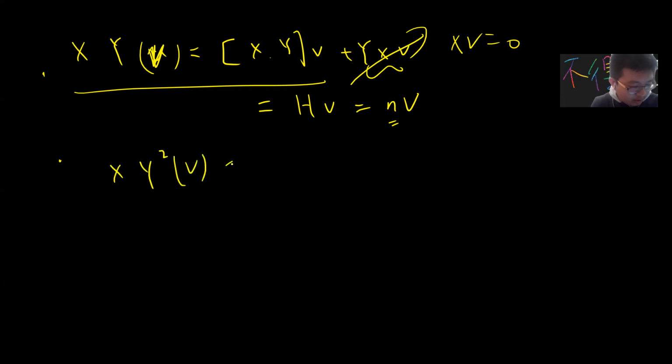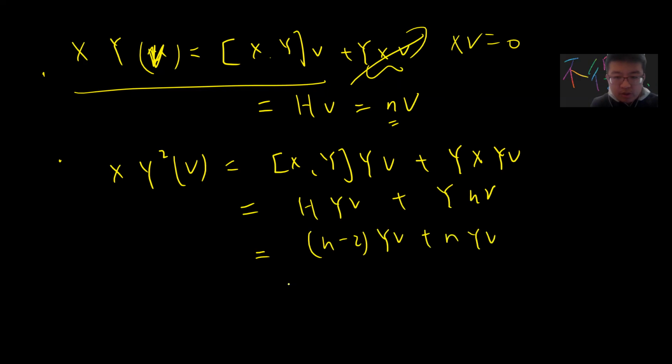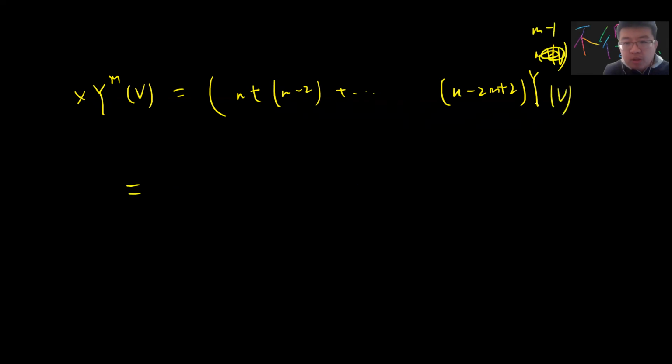And x y squared v is basically the same thing. You can easily prove that this is x y y v plus y x y v, and this is h y v plus y n v. So it's (n minus 2) y v plus n y v, which is (n plus n minus 2) y v. You can easily check by yourself that x y^m v is (n plus n minus 2 up to n minus 2m plus 2) y^(m minus 1) v, so it becomes m times (n minus m plus 1) y^(m minus 1) v.